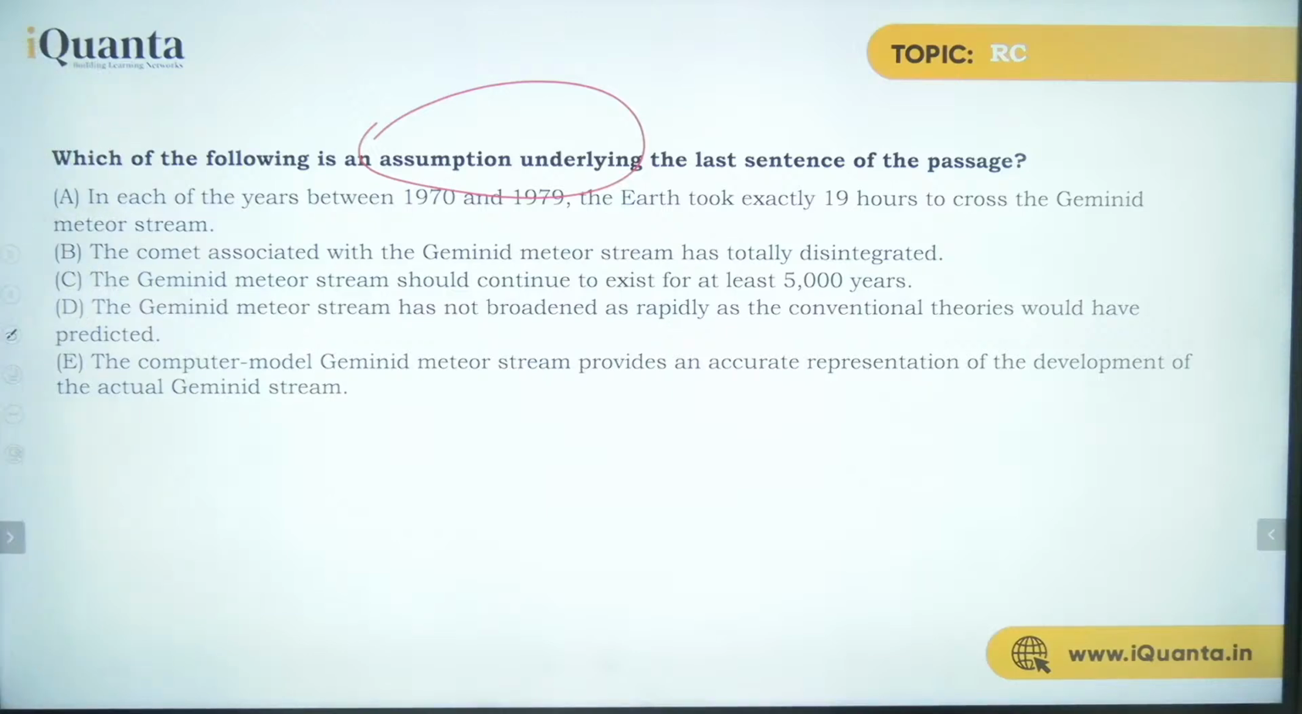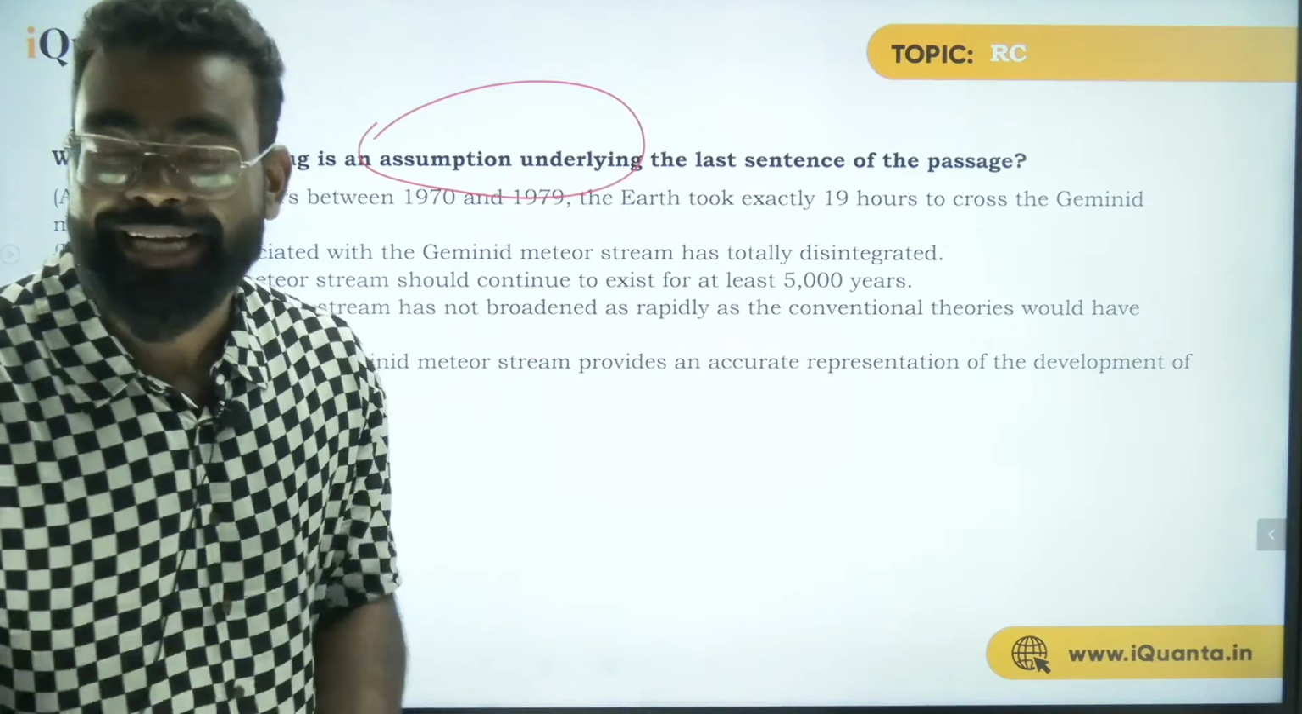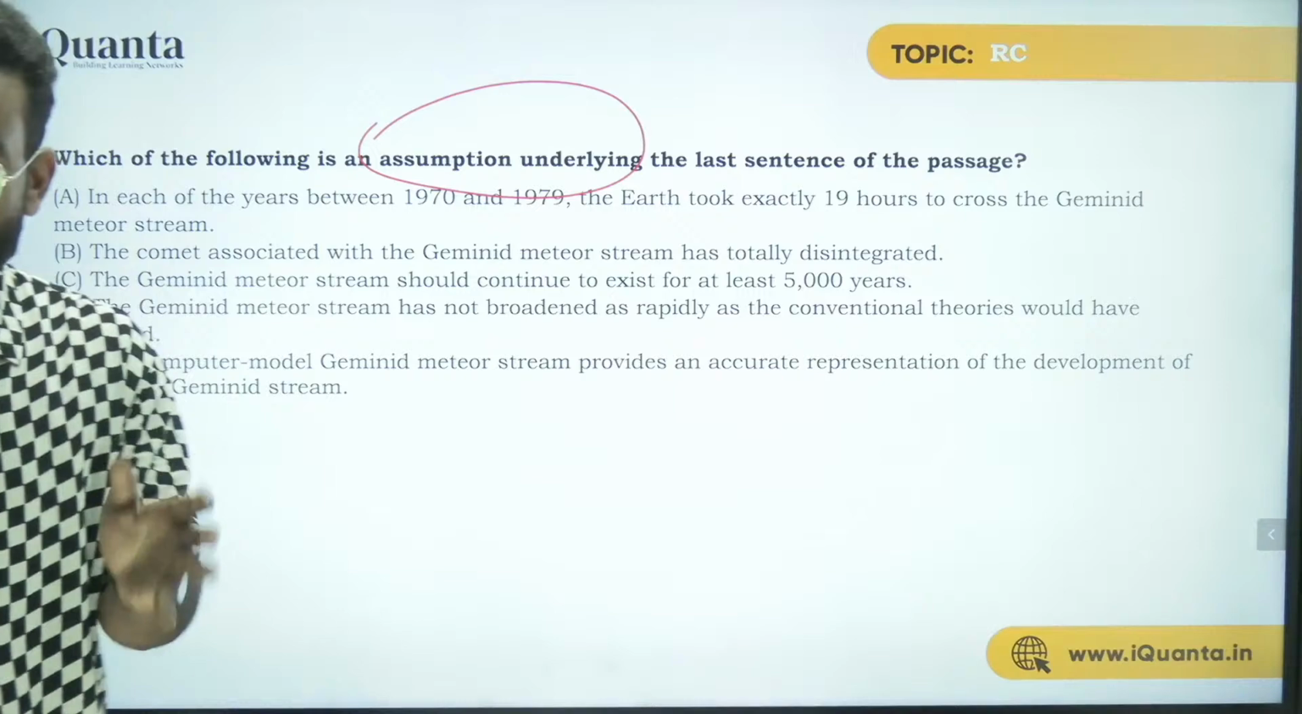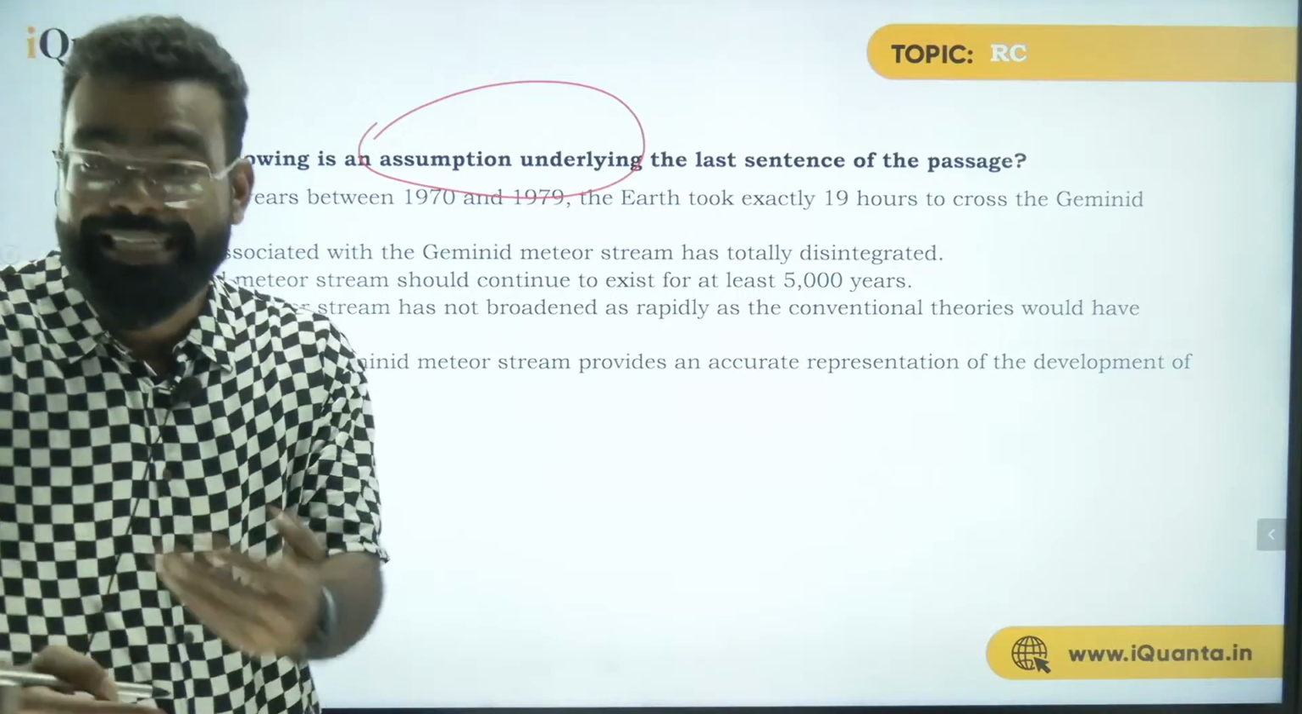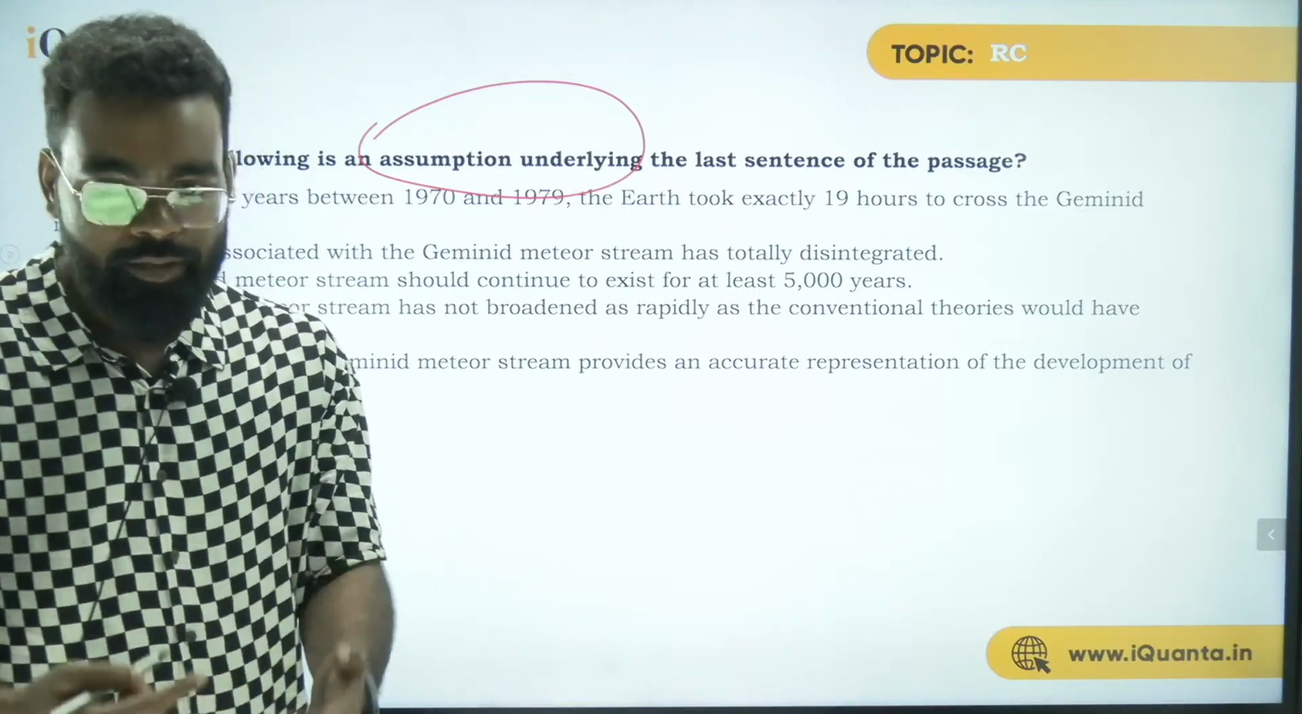They are not asking about the entire assumption. They are asking about the last sentence of the passage, which we finally accepted as correct. What is the assumption behind it? What is the reason behind it? So they are asking for that particular thing. Am I clear? All of you guys, am I clear?